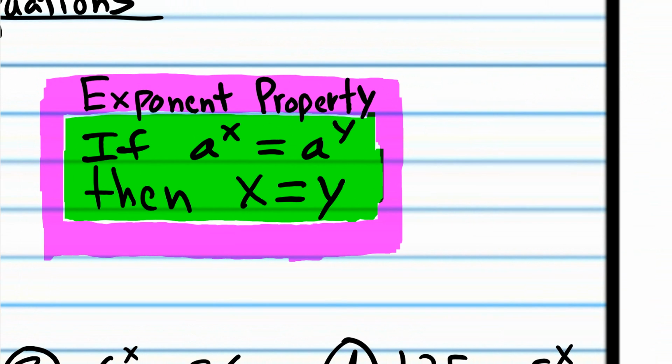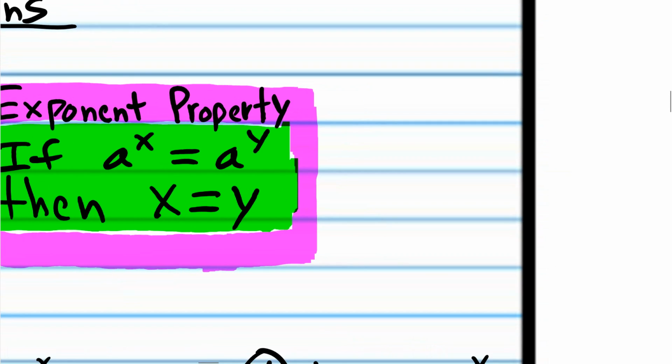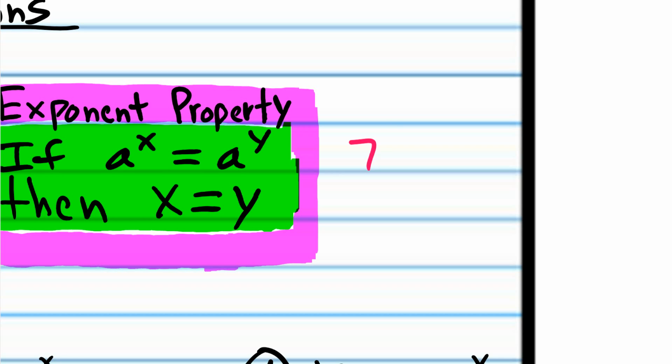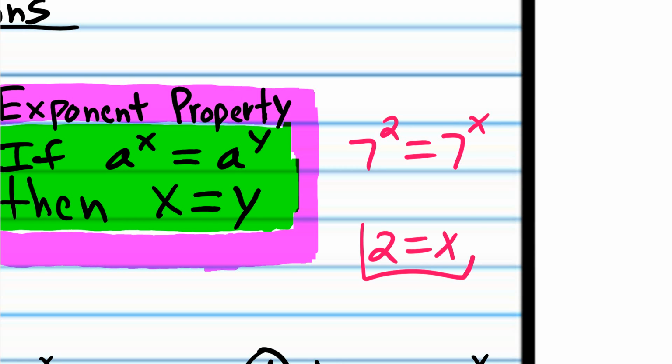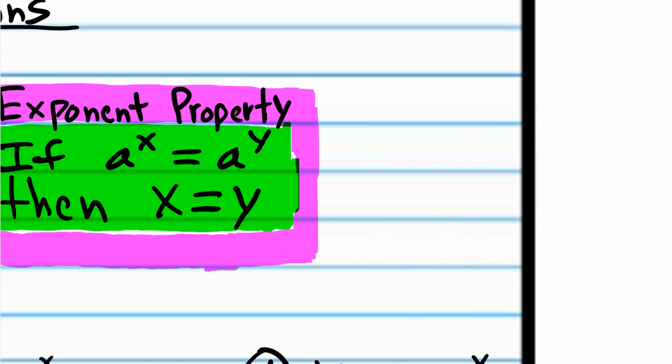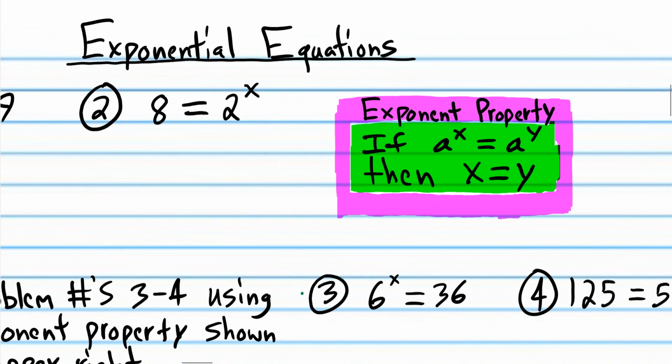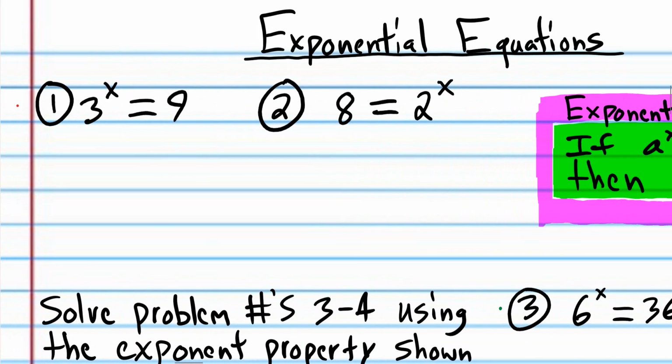It tells us if you have some number raised to a power, and that expression is equal to the same number raised to a different power, it turns out that those powers, or exponents, must be equal. So an example of this may be 7 to the second power is equal to 7 to the x power. The only way that equation would work is if the exponents are equal. So x must be equal to 2. It's a pretty obvious idea. It doesn't really need to be explained much.